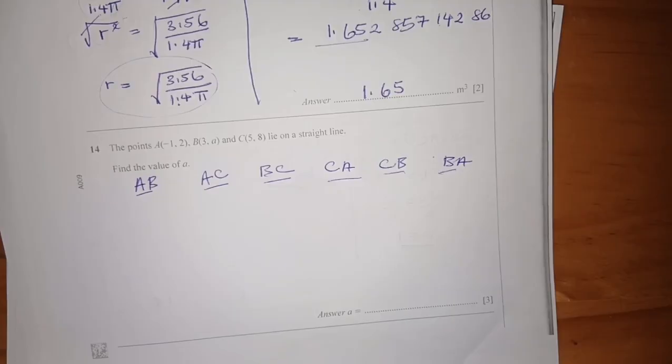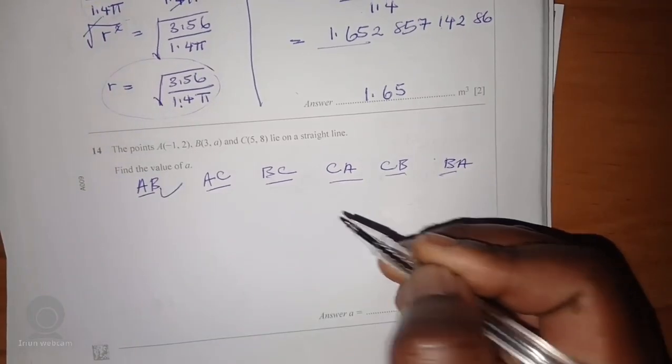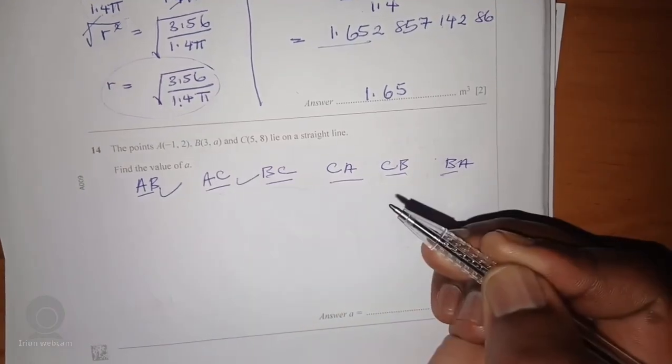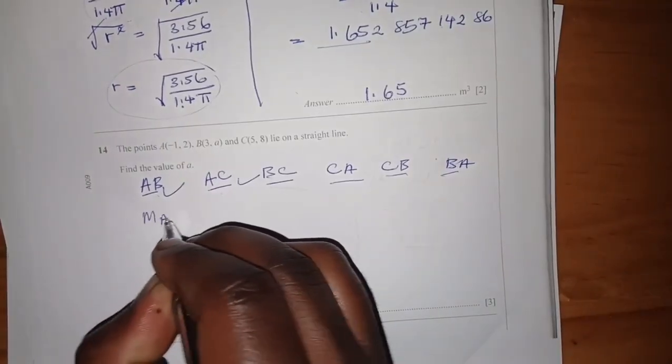Now the gradient of all these lines will be the same because these lines are on the same straight line. Now that we are told that they are on the same straight line, just pick any two of these points and calculate their gradients, then we will be able to find the value of A. Mind you, one of the lines we pick must have B. For example, AB. This one doesn't have a B, so we can't use this one. AB and AC.